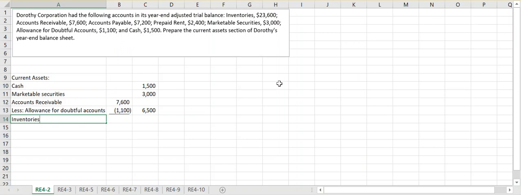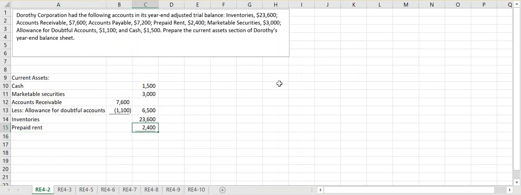Inventories come next, and we had inventory of $23,600, and then finally our prepaid rent, our least liquid asset, because we technically can't convert that to cash, but we own it and we're going to be using it up in the upcoming year. So we sum those together to get our total current assets for the period. Goes into our total column on our balance sheet of $37,000.